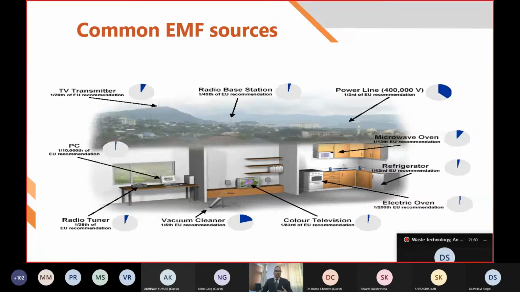Okay, so what are the sources by which we can be exposed to electromagnetic fields, electromagnetic radiations? There are a number of sources: TV transmitter, radio, power lines, microwave, refrigerator, electric oven, televisions, vacuum cleaner, radio tuner. These are just a few. You cannot imagine, we are all surrounded by networks of non-ionizing fields.